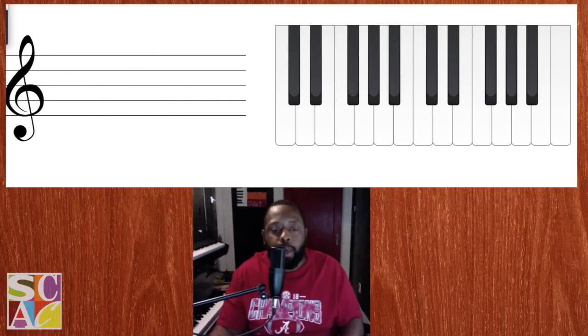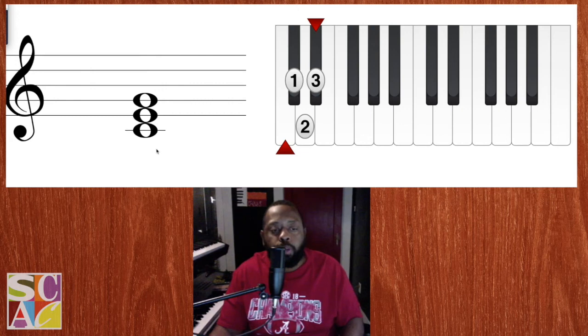Now let's go to the minor triad. Let's put C, E, and G back on the staff. Now, if we look at this, we know that this is a C major triad, because we know from C to E is a major third, and from C to G is the perfect fifth. But we need to make this a minor triad. So how do we do that?